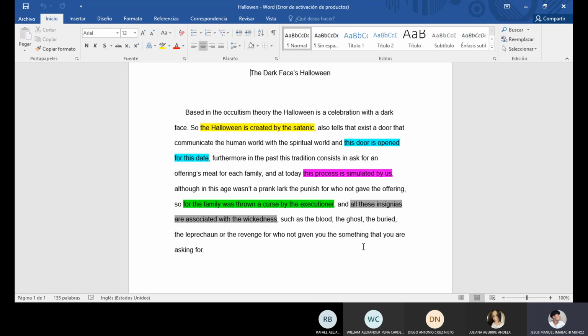Although back then it wasn't a prank, it was a punishment for whoever did not give the offering. So, a curse was thrown on the family by the executioner. And all these insignias are associated with wickedness, such as the blood, the ghost, the buried, the leprechaun, or the revenge for not giving you something that you are asking for.